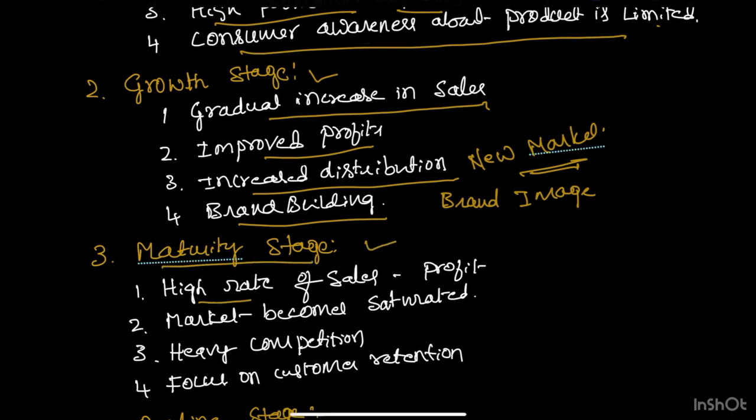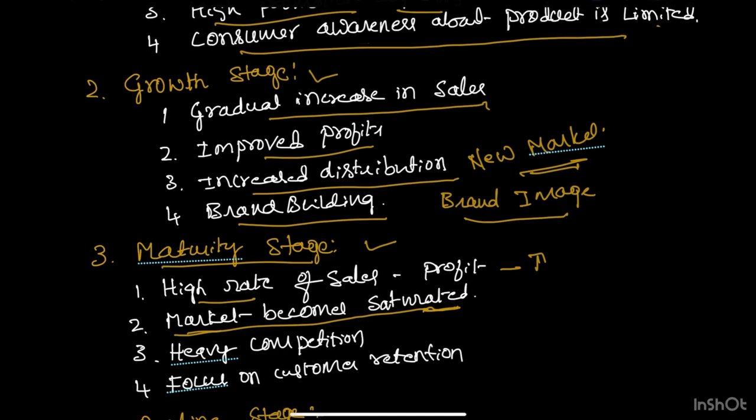So that in the third stage, we call it the maturity stage, where you can find a high rate of sales and there will be a high rate of profit also, because more customers want to buy the product as a brand image has been created over the product. And that market reaches saturation, that means the product may not be attracted by further customers.